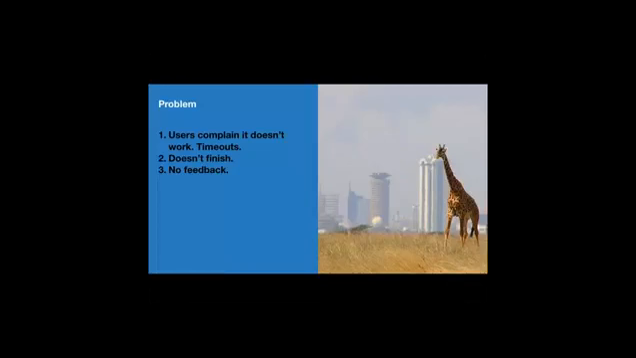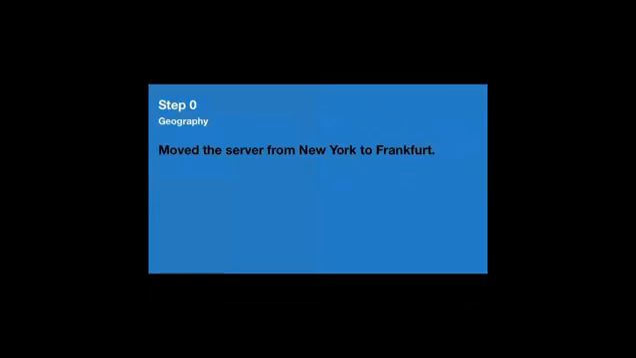Okay. Anyways, shall we go ahead and so I do the big reveal? Okay. Step 0, geography. We moved our servers, which reduced latency, which was one of the first steps that we did. We went from New York to Frankfurt. And since we were still on the replication at the time, reducing the latency made a huge difference for us. But still not enough, for reasons that I'll talk about in a second.